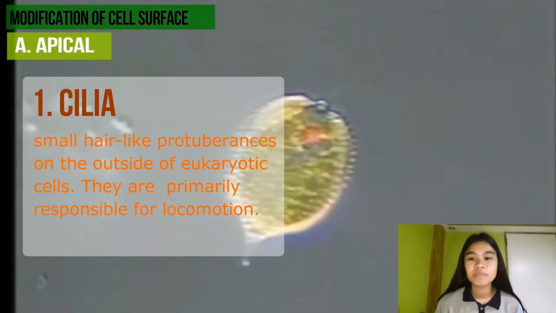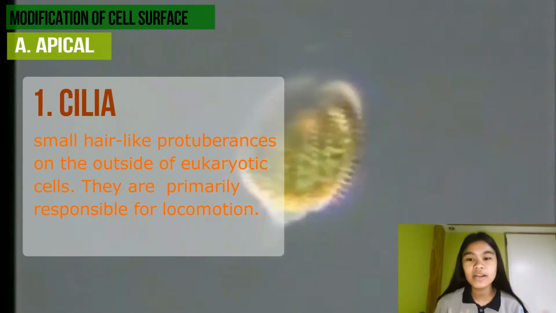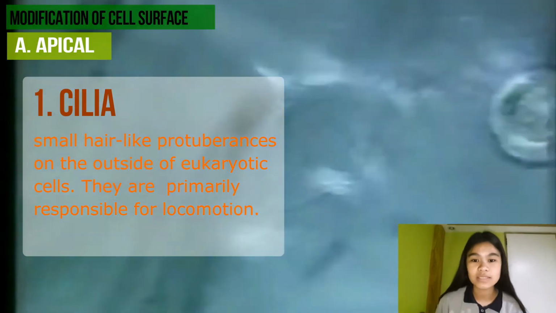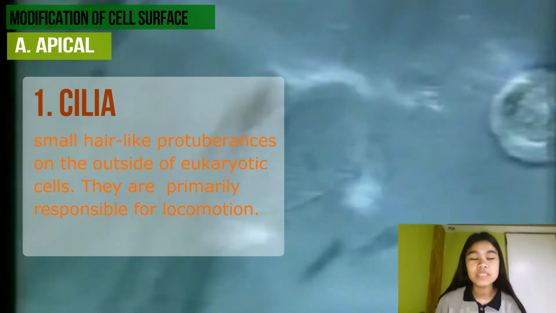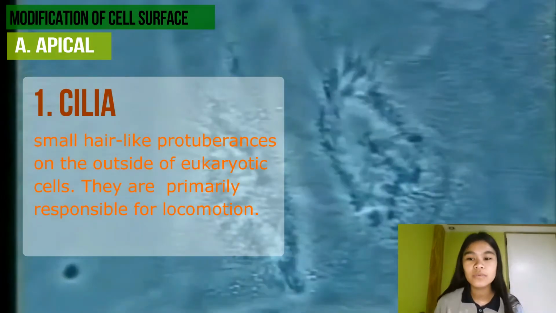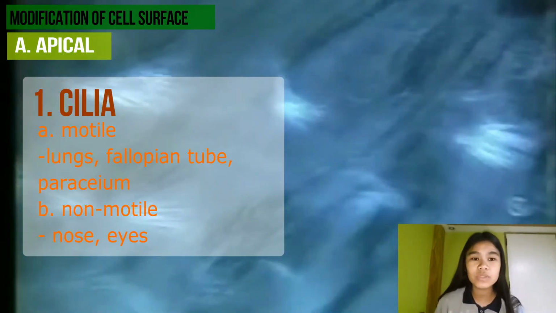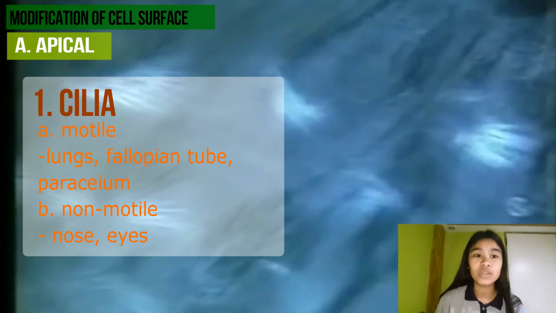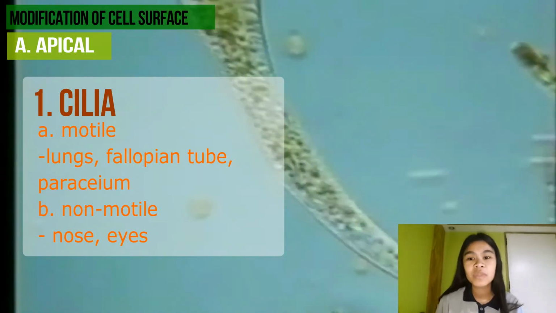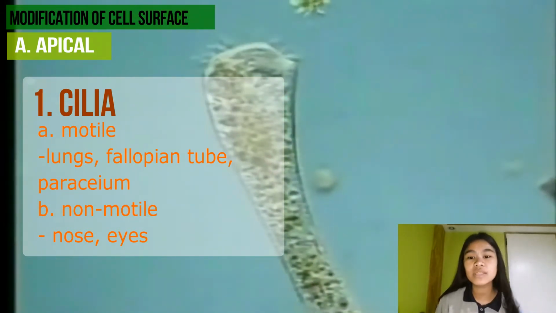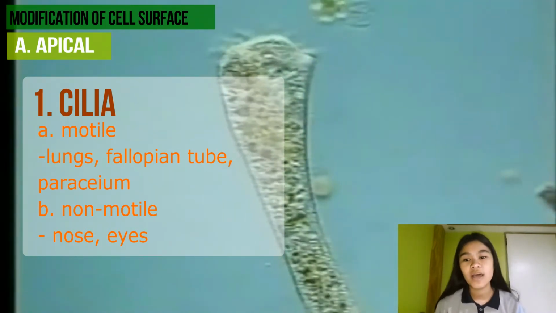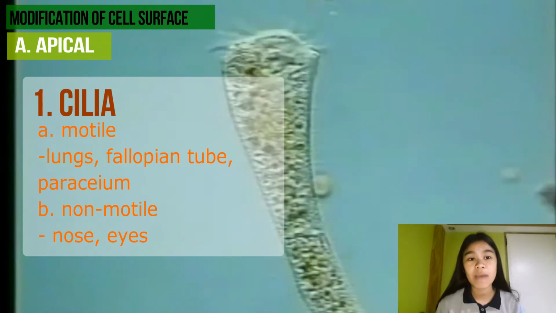What is cilia? Cilia is small hair-like protuberances on the outside of the eukaryotic cells. They are primarily responsible for locomotion. So as you can see on the illustration, how cilia works. And we have two types of cilia. We have motile, the moving cilia, and the non-motile, the non-moving cilia. So what are the motile cilia found on the body? We have in the lungs, the fallopian tube, and in the parasum.